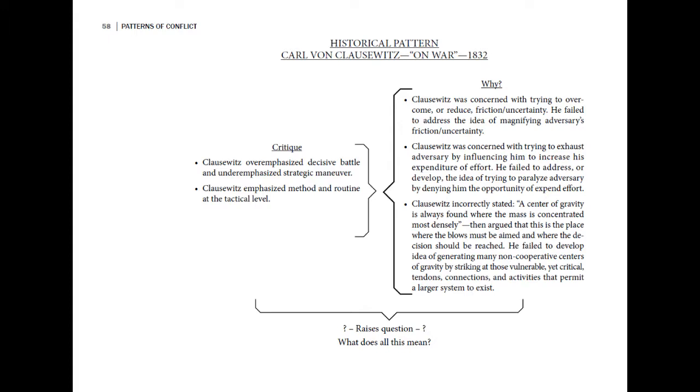Men argue this is the place where the blows for a decision should be aimed, and they talk about centers of gravity: the army, the capital, and public opinion. They have developed the idea of generating many non-cooperative centers by striking at those tendons, the connections that permit a larger center of gravity to exist. In other words, you want to generate many non-cooperative centers of gravity so the adversary can't function as an organic whole.